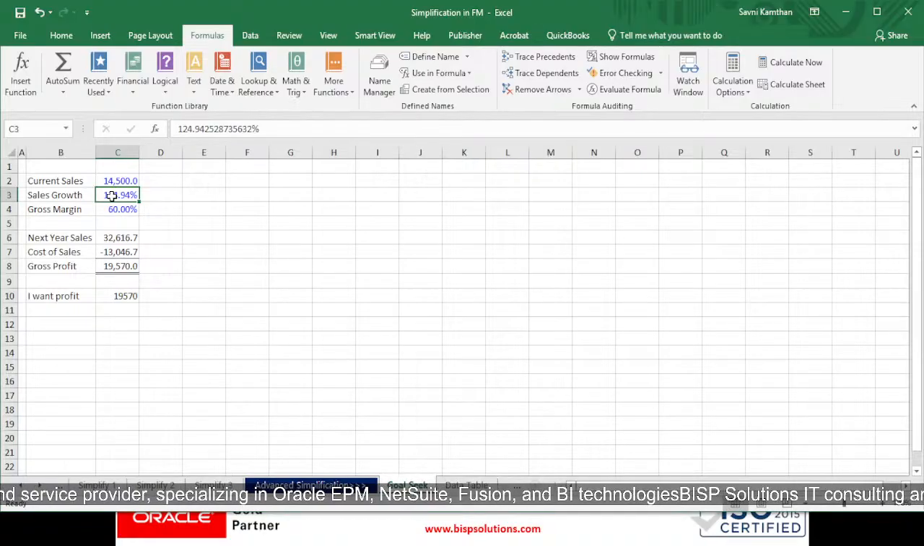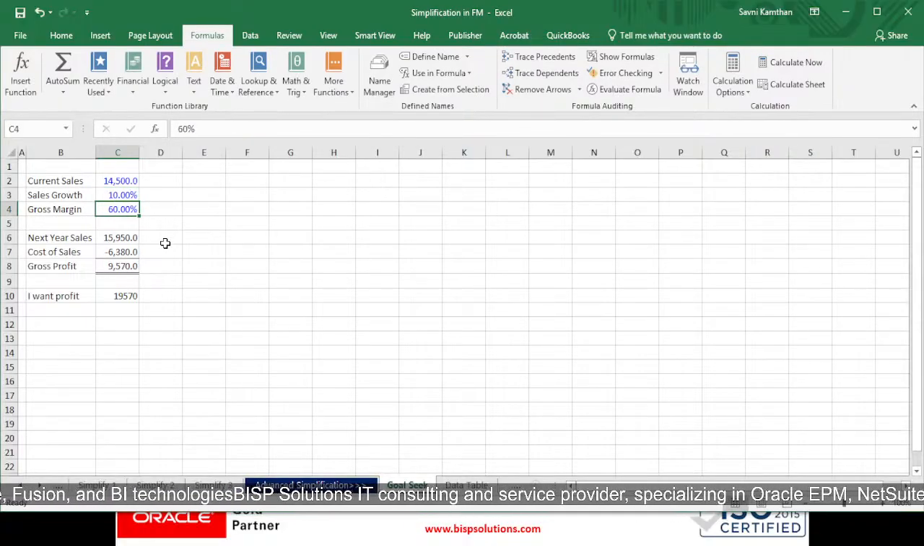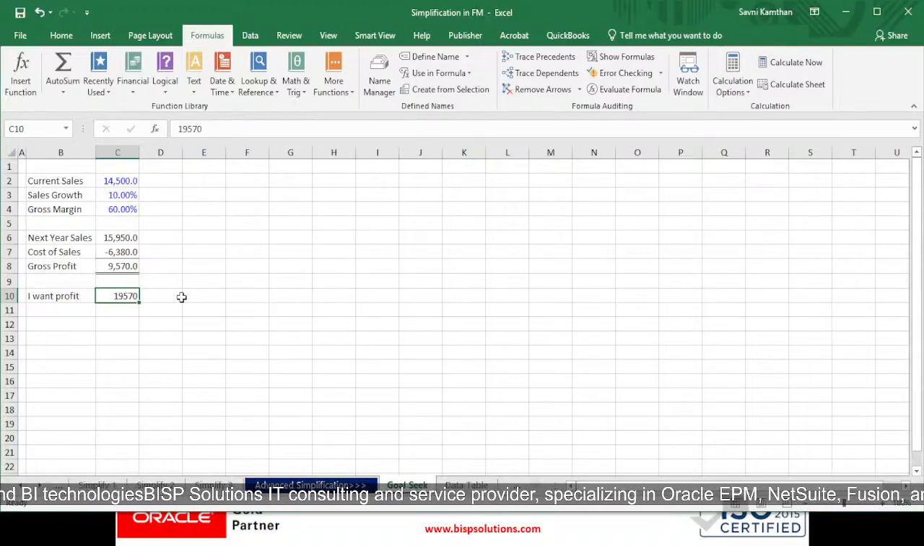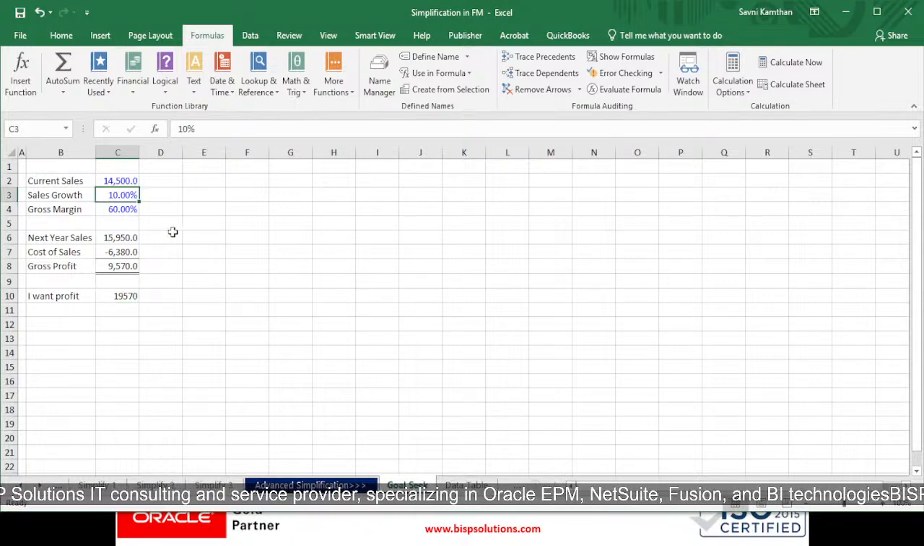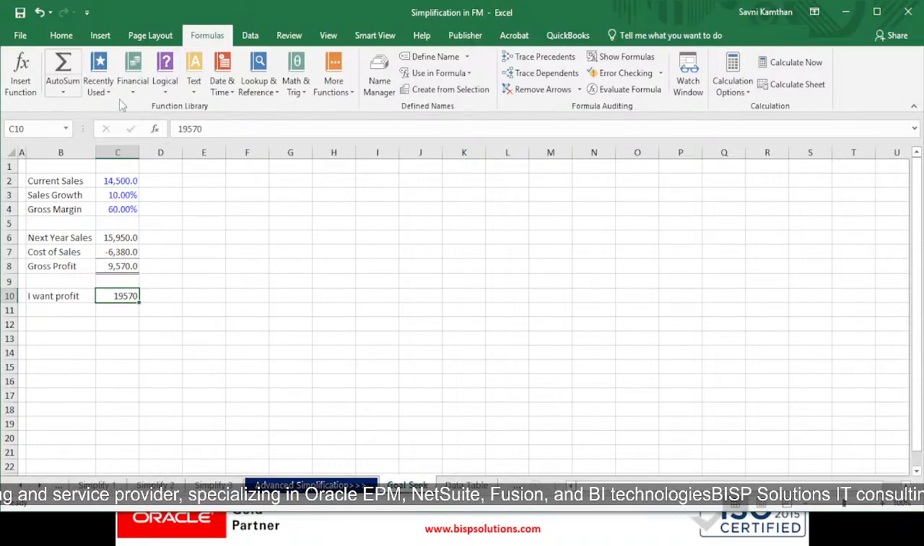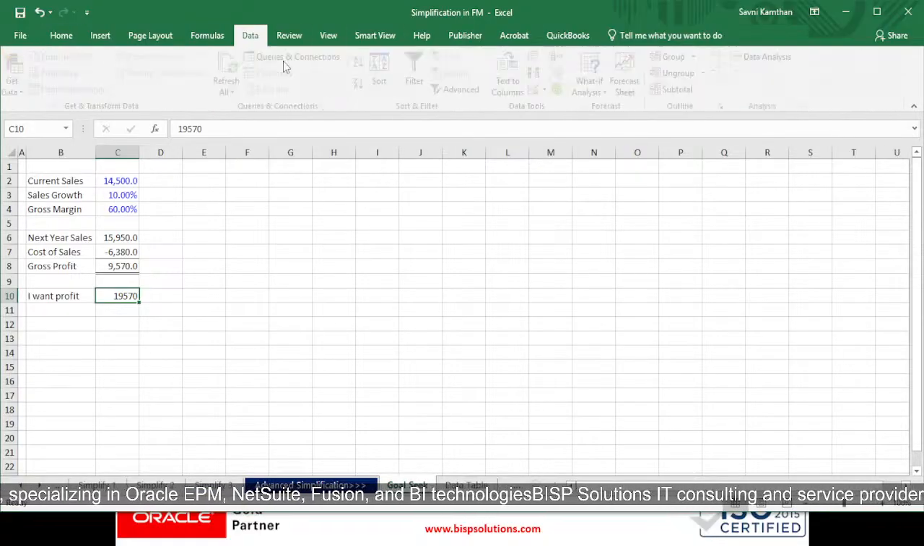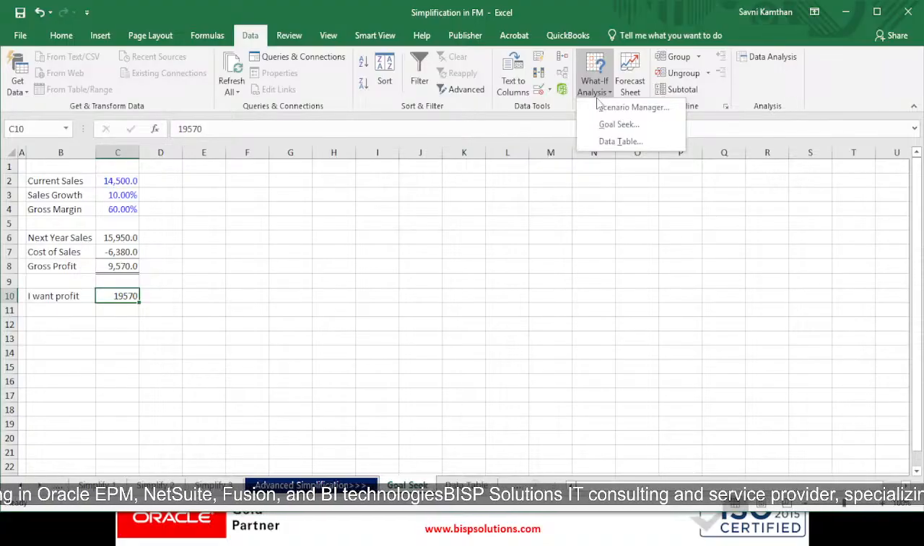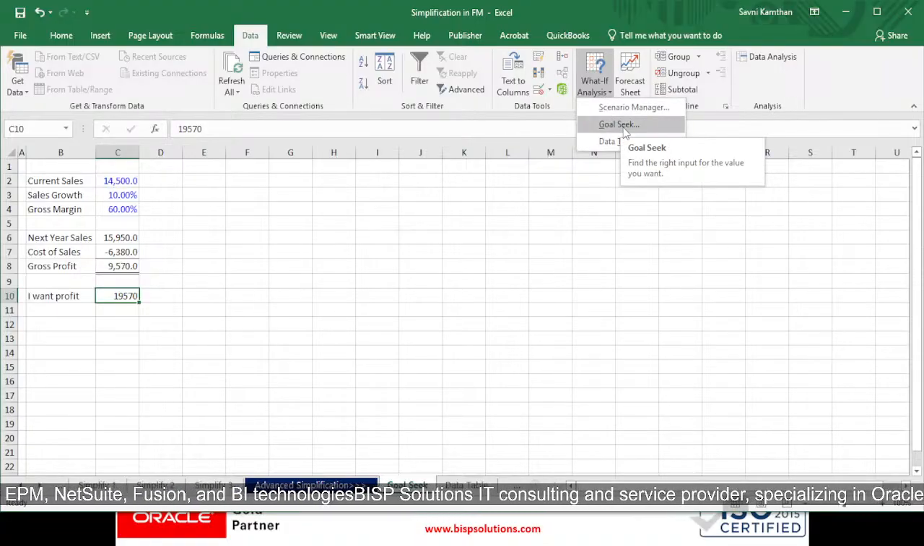Let's take sales growth as 10% over here. Now I want a profit of 19,570, and I want to know how much sales growth I have to increase so that I achieve this profit. For that, I will be selecting Data. Under Data we will get What-If Analysis. In that I will go to my goal seek function.